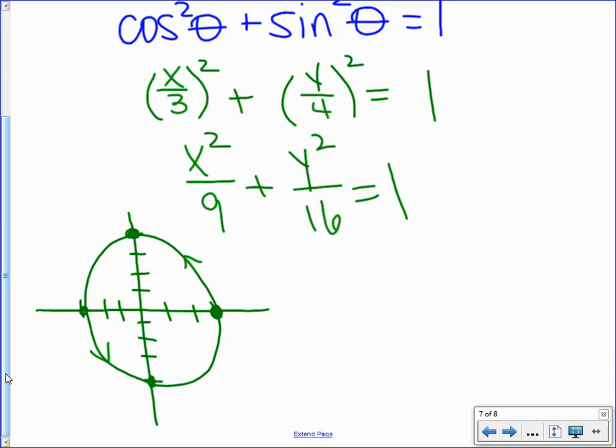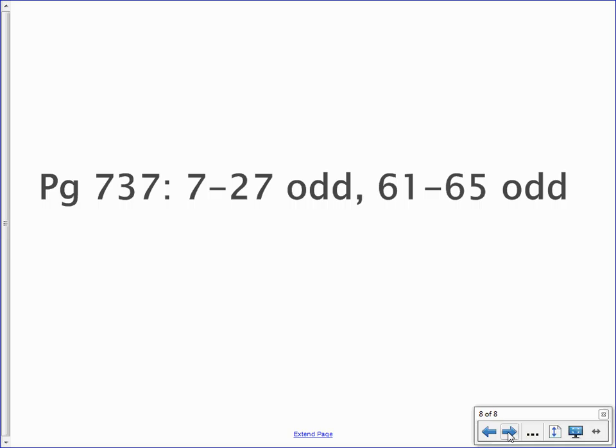So, the homework that you have for me is this. 7 to 27 odd. You need to eliminate the parameter and you need a graph. I can't remember what order they ask it, but don't worry about the order. Just give me a graph and eliminate the parameter. Which one you do first, it doesn't matter. Sometimes it's easier to look at the rectangular equation and then think about the graph, because sometimes you can get a quicker graph that way.